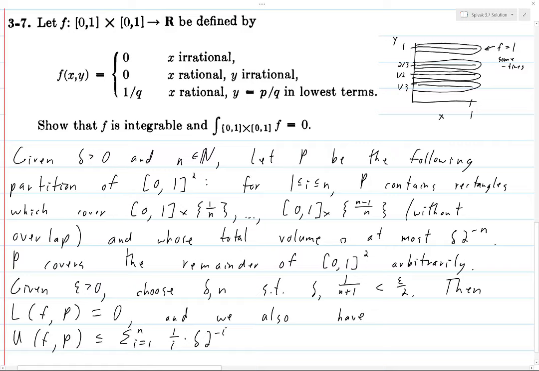Plus, and now we have to consider everything that's covered by the remainder. So what could be the largest possible value on the remainder? Well, anything with the denominator less than or equal to n has already been covered. So the denominator can be at least n plus 1. So the maximum value on the remainder is 1/(n+1). And what's the volume of the remaining space that's being covered? We take the volume of the entire space, 1, and then we subtract the maximum volume that could have been covered already, which is the sum from i equals 1 to n, delta 2 to the minus i.